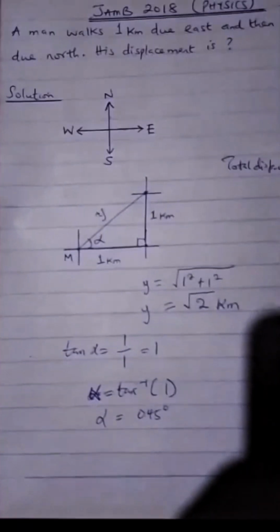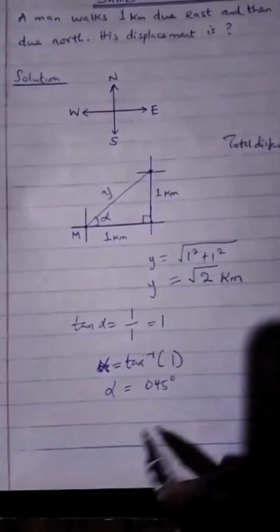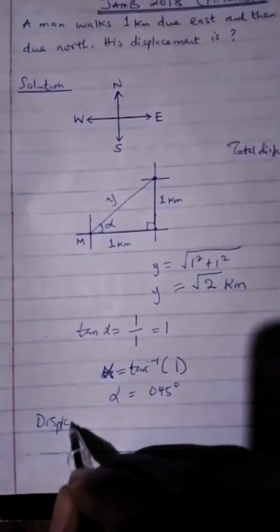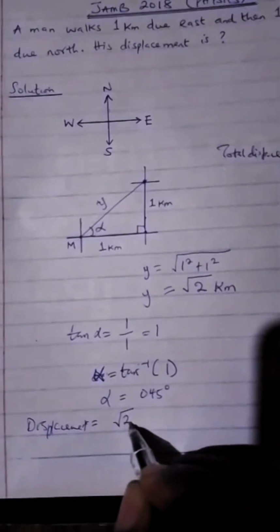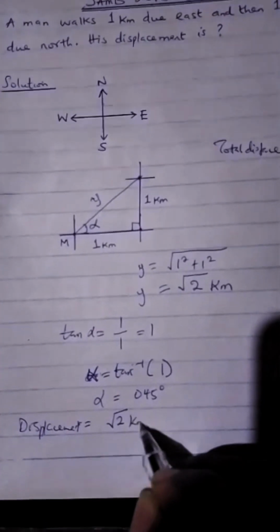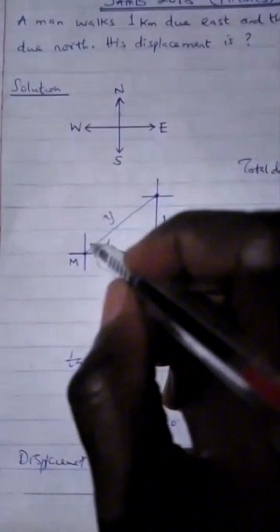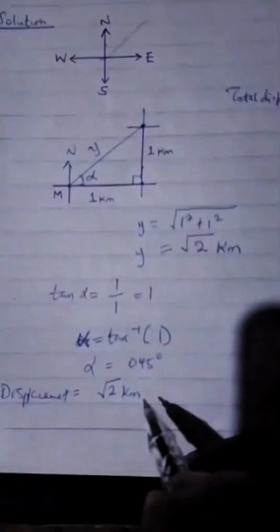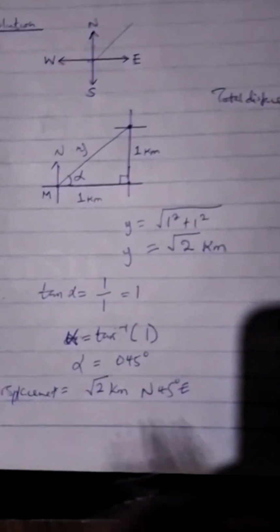Now we have the specific bearing or direction. So we can say the displacement has a magnitude of root 2 kilometers, and it goes in this direction from here. Let's bring in the cardinal points: this is north and this is east. Between north and east, we call it northeast. So the displacement is root 2 kilometers, north 45 degrees east.